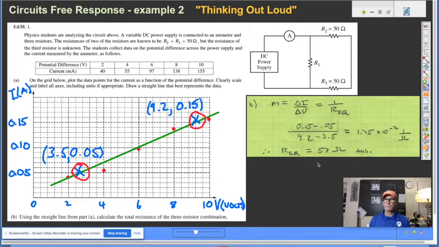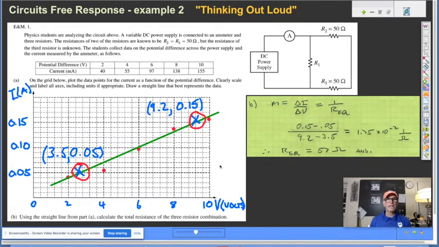Free response problem. Example 2, thinking out loud. Now, pay particular close attention to the thinking out loud. There are a lot more concepts to consider here, especially with the addition of a capacitor later on in the problem.